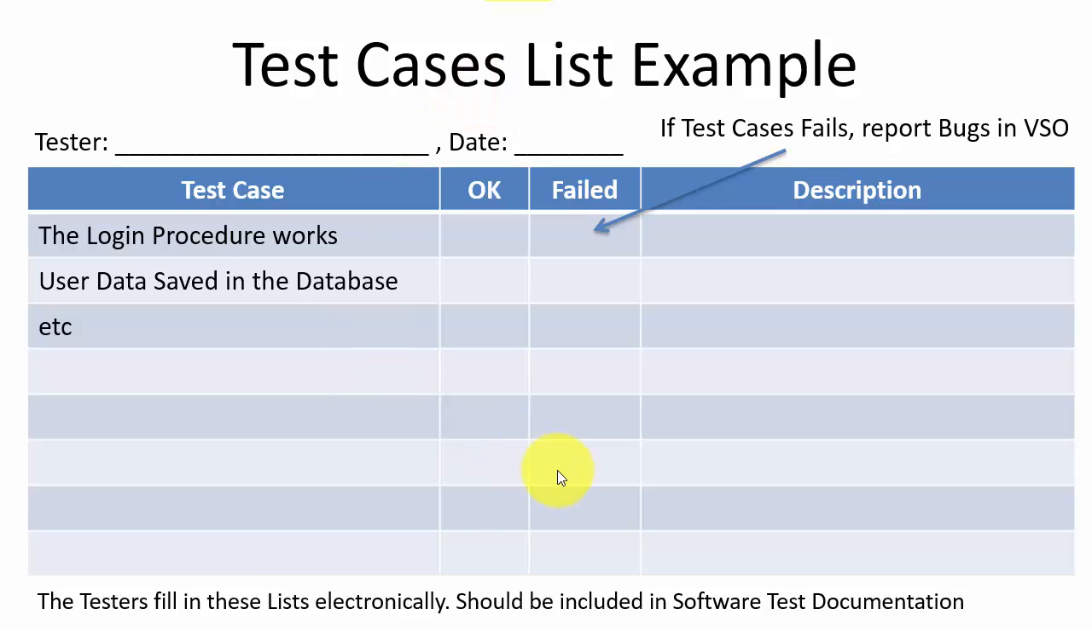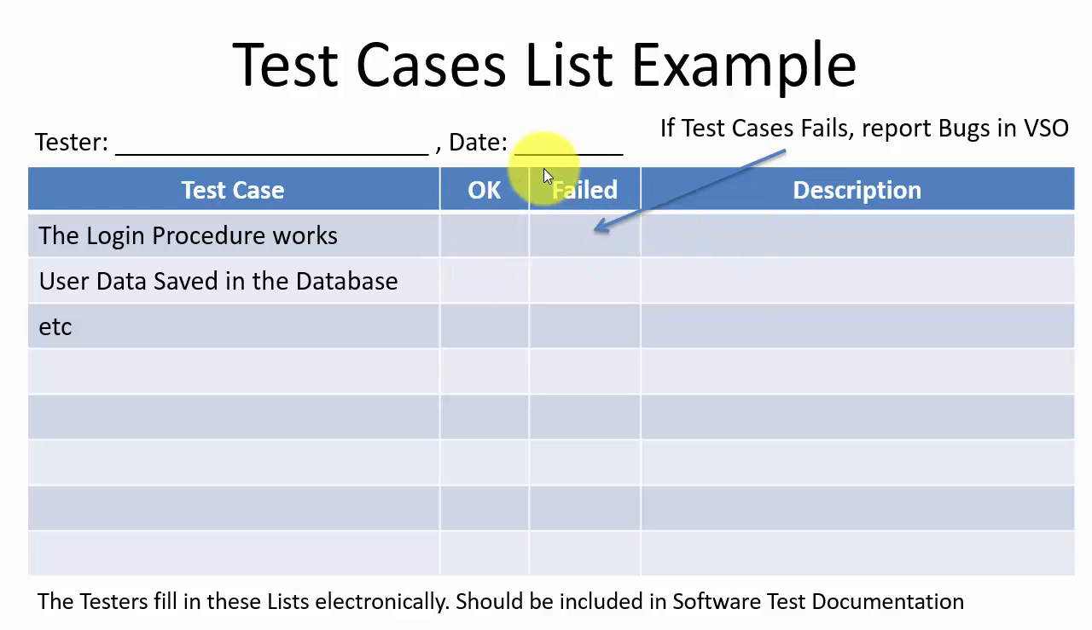Here we see an example of a typical test cases document. It could be an Excel document. In this document, you just list all the test cases you are going to perform during the testing. At the top of the document, you should of course include the name of the tester and the date when he tested. And then the tester should go through all these test cases. It could be many hundred test cases depending on how large your software program is. And then for each test case, it should be either okay or failed.